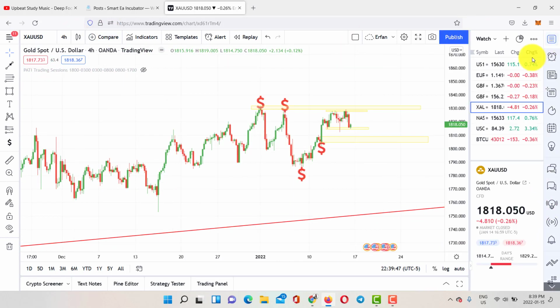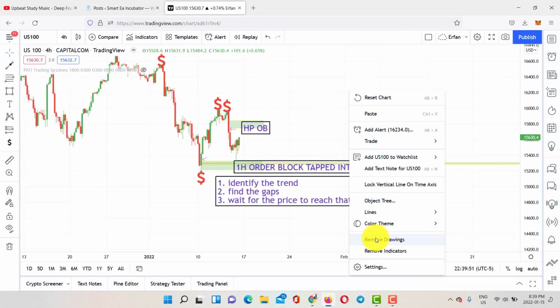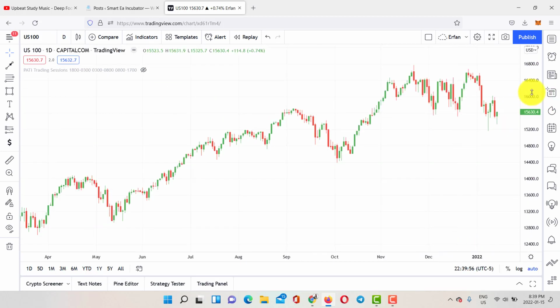Okay, so NAS100, let's do it to see how this one is going to react for the next week. I'm in a daily time frame, and even this one is kind of choppy, guys.